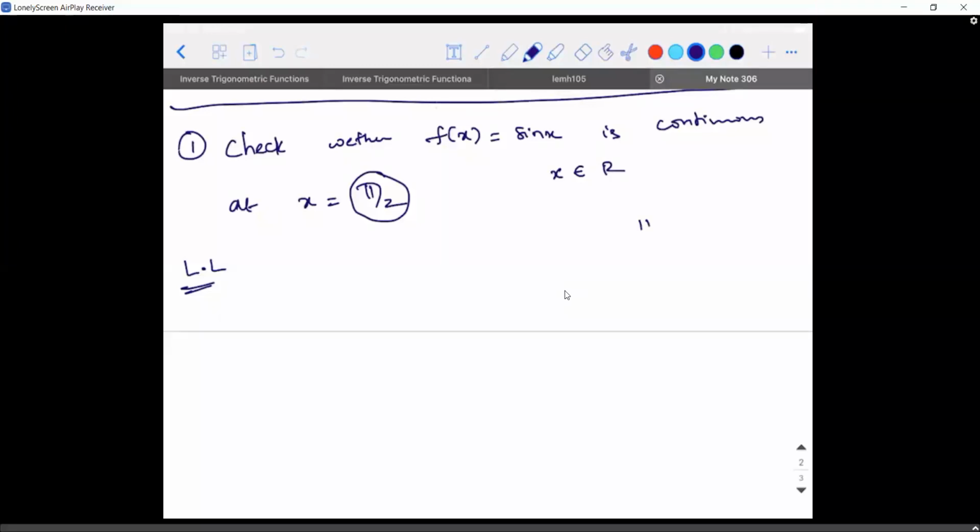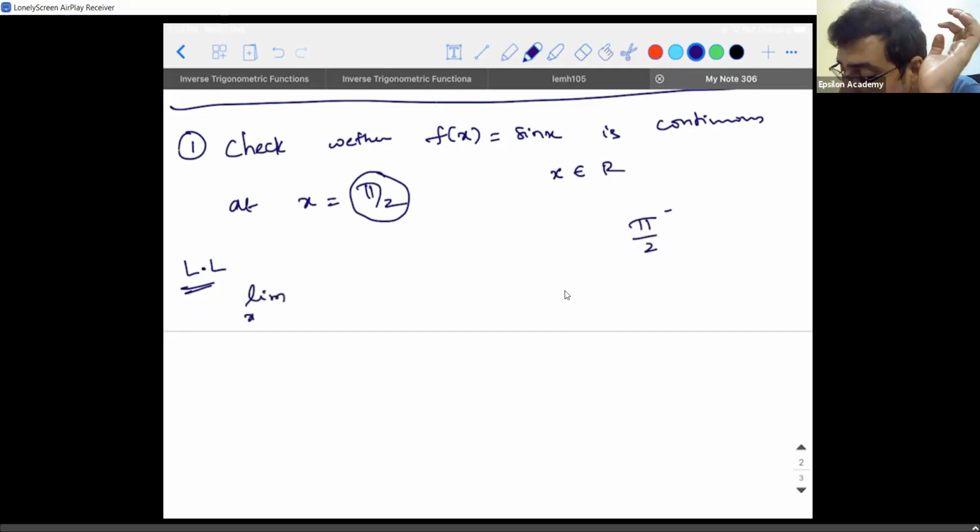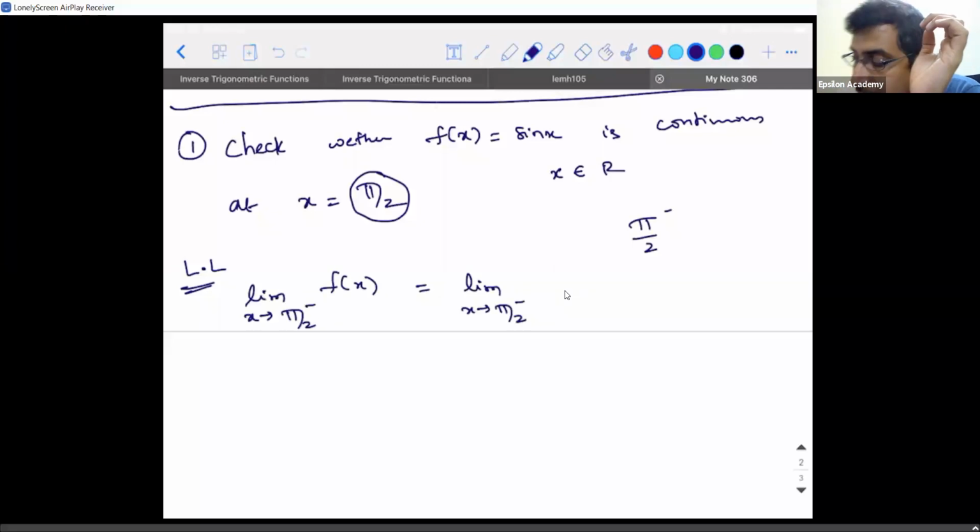Okay, take the limit of f of x with x tending to pi by 2 minus. What is f of x here? I need to take sin x. So here the variable x tends to pi by 2. But what is the next step I need to do? I need to change the value of x to h.